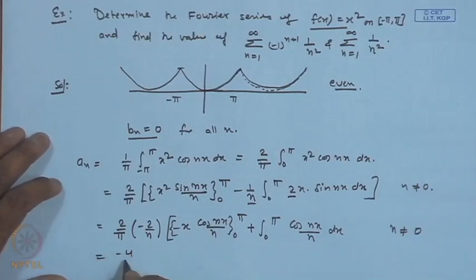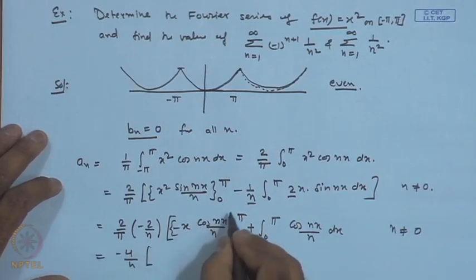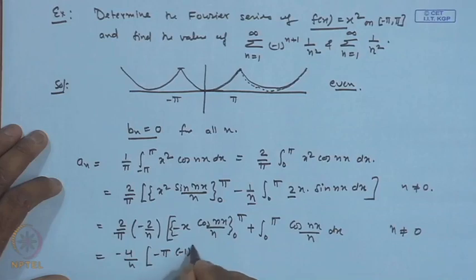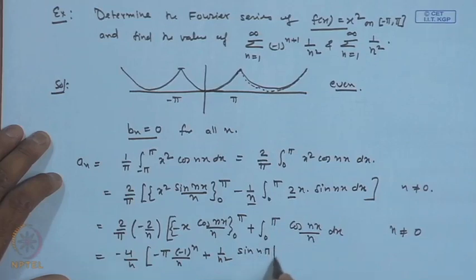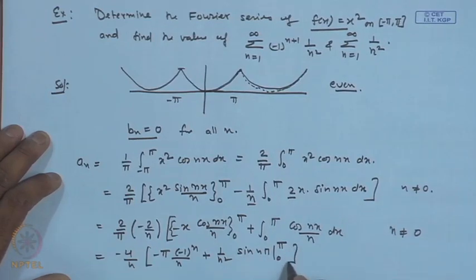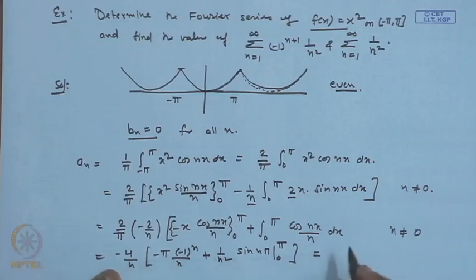So, we have minus 4 over n, and we have minus pi and minus 1 power n. So, minus pi and minus 1 over n divided by n, and put 0, it will be 0. So, we have again here 1 over n square, because after integral we will get 1 over n sin n x. So, sin n x will be 0 at 0 and also at pi. So, we end up with this 4 plus and this minus 1 over n, and over we get n square.